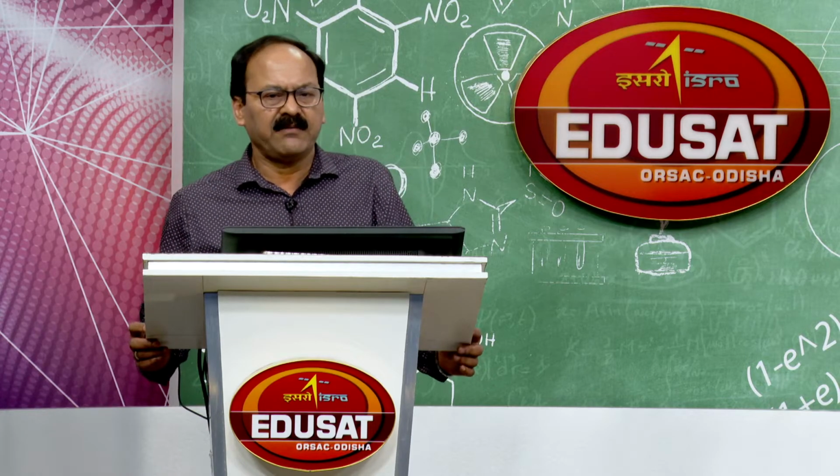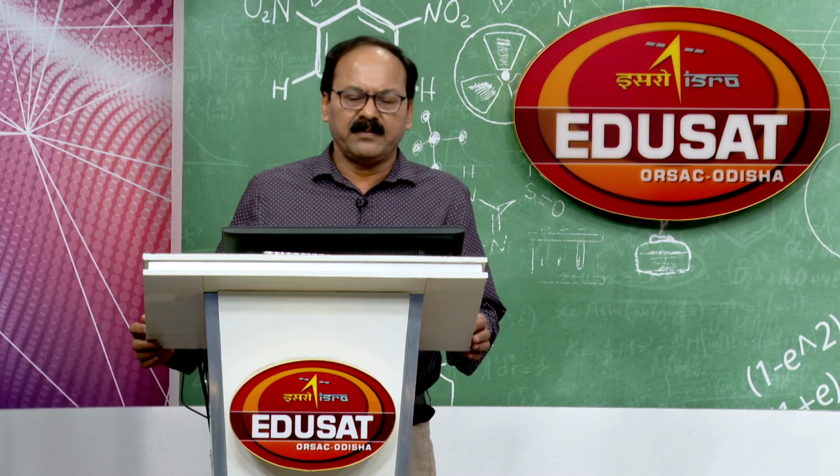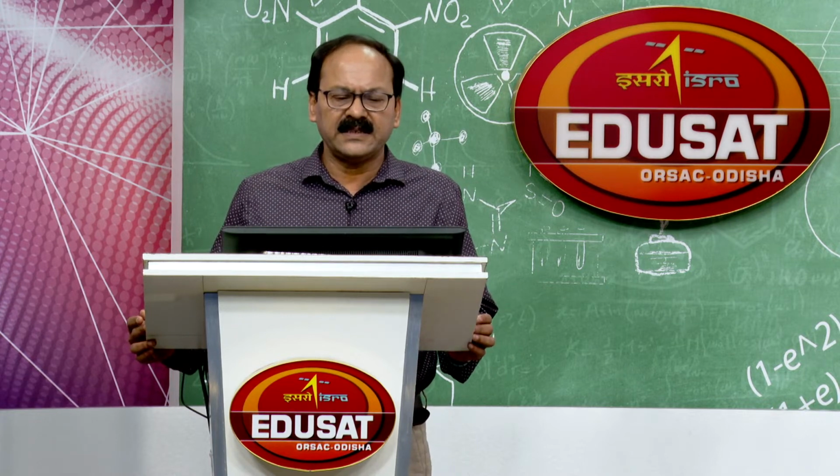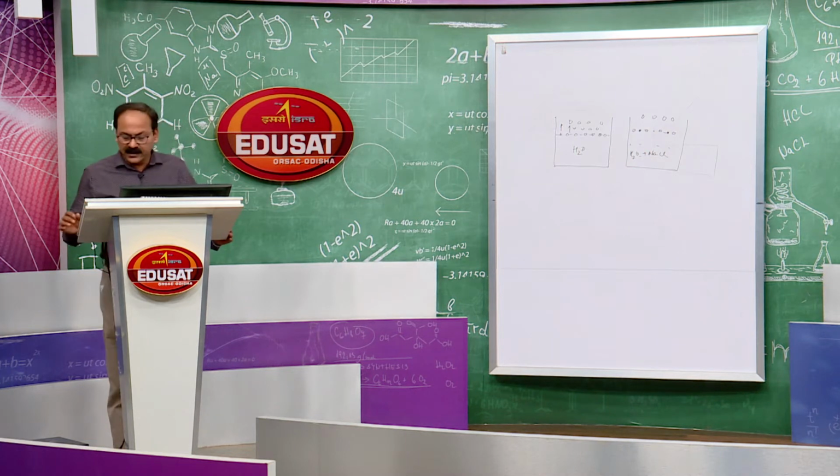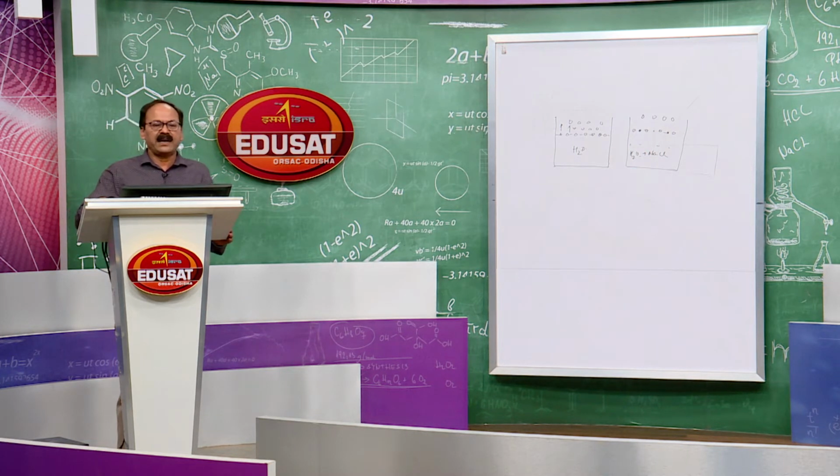We are discussing the vapor pressure. The vapor pressure increases with increase of temperature. I have already told you, as temperature increases, vapor pressure increases. In a pure liquid, the entire surface is occupied by the solvent molecules. But when you add a non-volatile solute like sodium chloride, sugar or something like that, then what will happen? The vapor pressure will decrease.